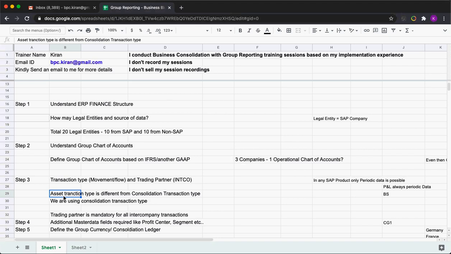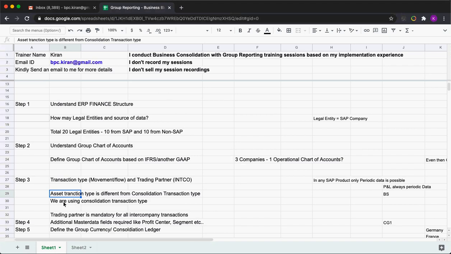Next thing, trading partner. This master data should be there. Any intercompany transaction should come with a trading partner. If trading partner is not available, you cannot execute intercompany matching application or intercompany elimination in group reporting. If it is available, that's okay, and we maintain the trading partner in group reporting. If not, you just add a note in the blueprint that trading partner should be available. It's also an FI process, so they have to enable that trading partner.